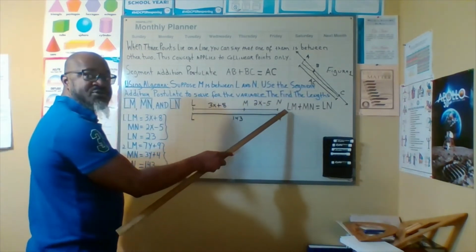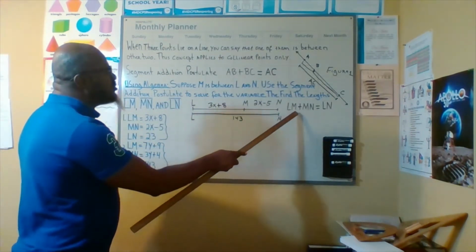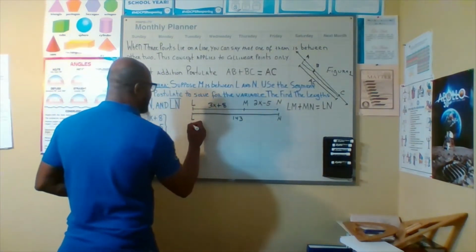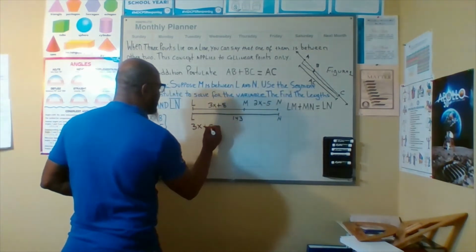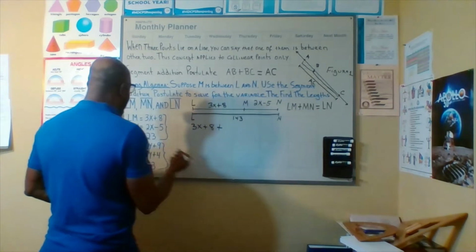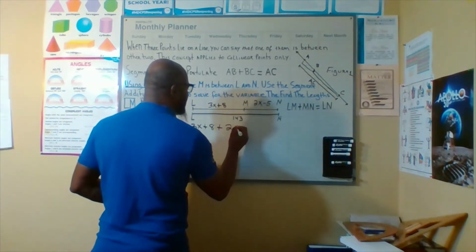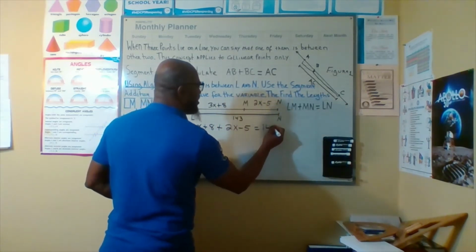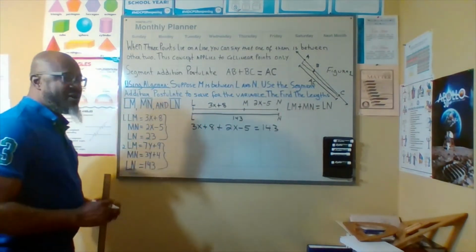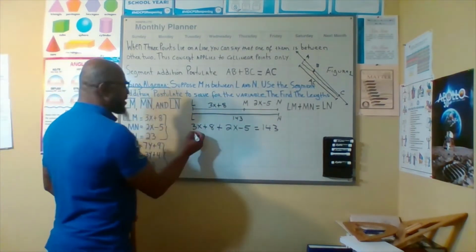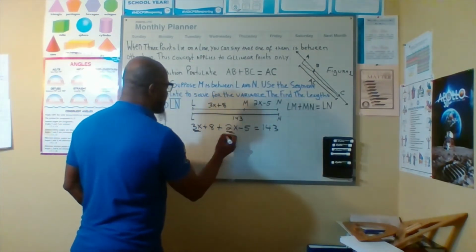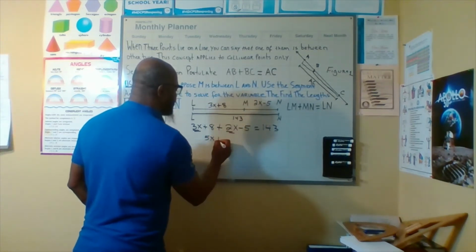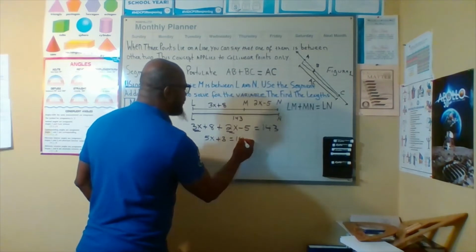LM plus MN is equal to LN. So we're going to substitute those expressions. LM is said to be 3x plus 8, plus MN, which is 2x minus 5, is equal to LN, which is 143. Your equation is created. Now you have to solve your equation. We combine like terms. 3x plus 2x is 5x, plus 8 minus 5 is plus 3, is equal to 143.